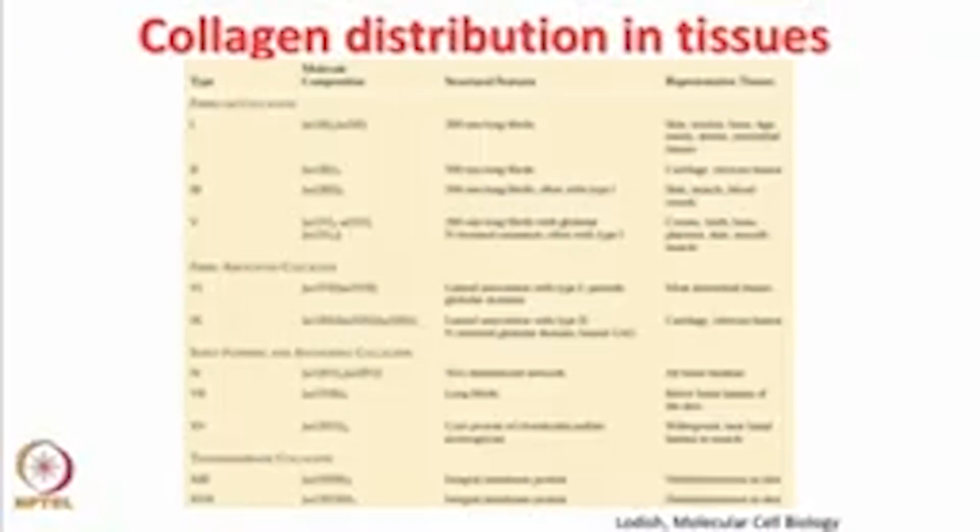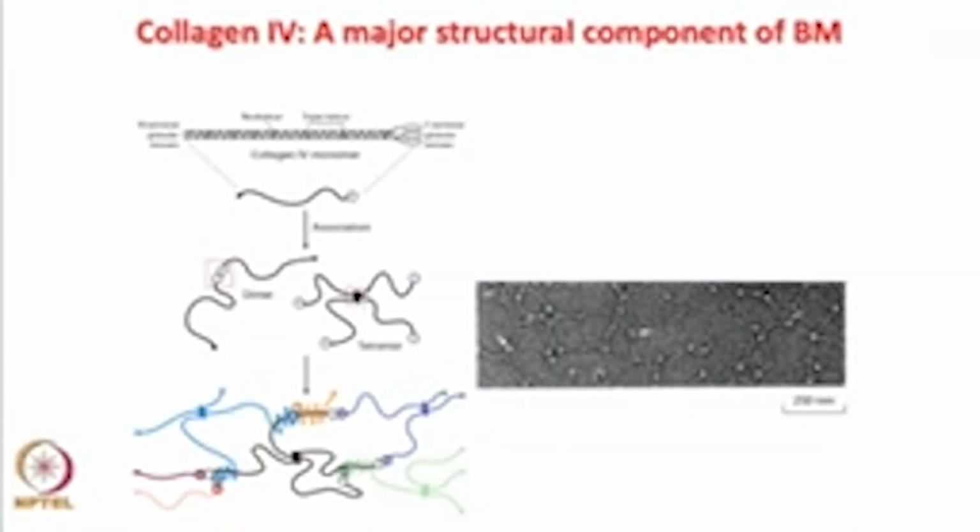However, apart from collagen 1, you can have collagen 4, which is a main structural component of the basement membrane. What does collagen 4 consist of? It forms tetramer units which then come together to form a mesh-like structure which is further stabilized by other molecules inside. So, with that I stop here for today.